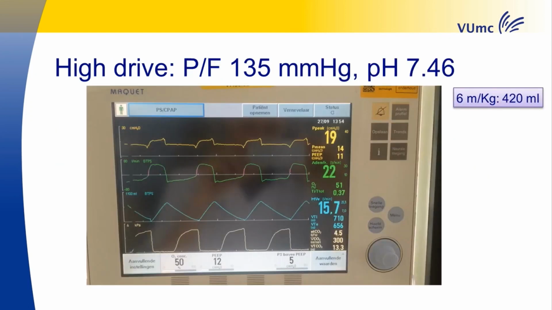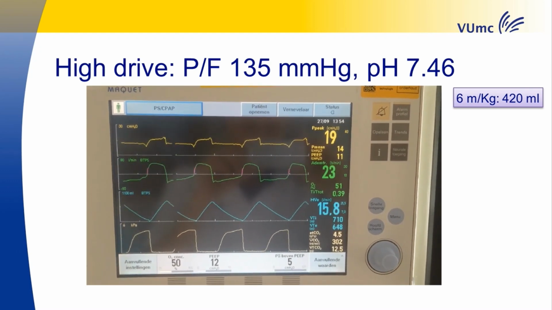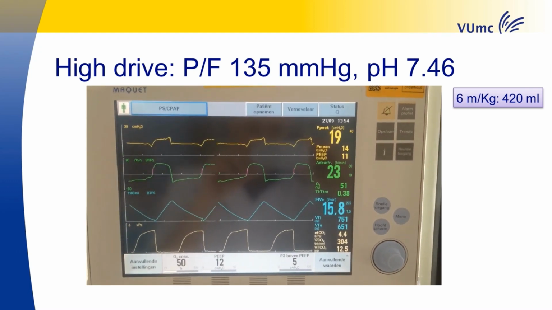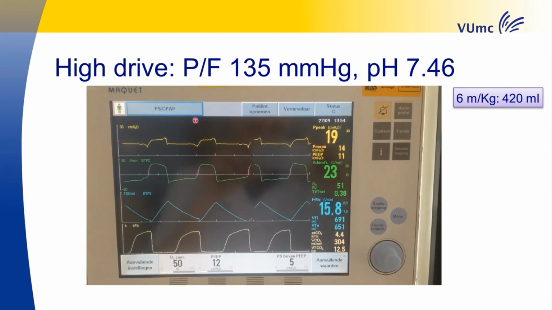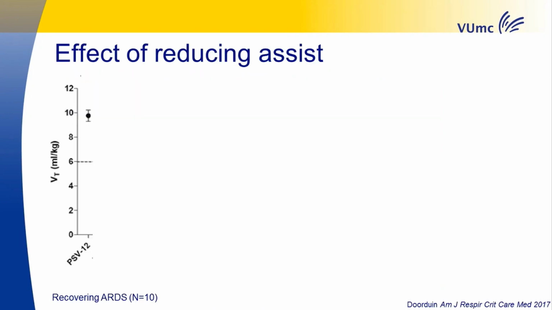So this is a typical patient in the ICU, PF ratio 135, pH 7.46, and what we would like is 6 ml per kilogram, a tidal volume of 420. As you can see right here, this patient on 12 of PEEP, 5 of pressure support, has a tidal volume of 700 ml. So this patient has a high respiratory drive, and patients like this actually stimulated us to do this study.